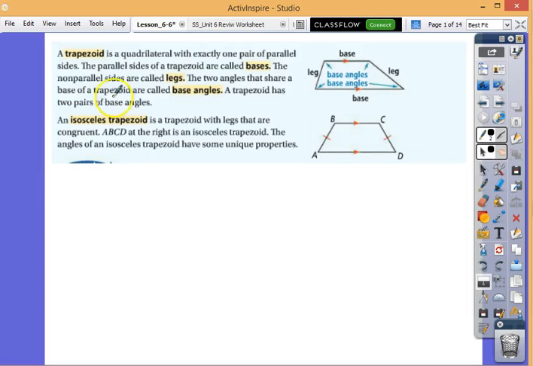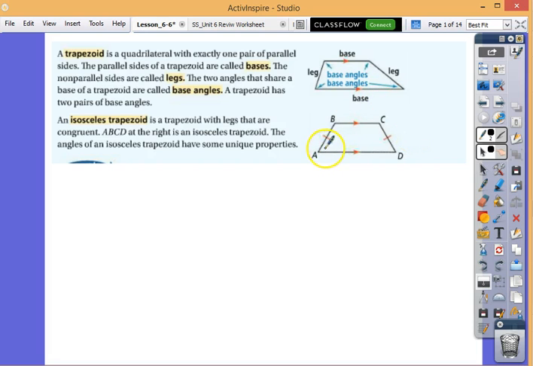All right, quick recap. So we're dealing today with trapezoids. Trapezoids are four-sided figures in which two sides are parallel, but the other two sides are not. The parallel sides are called bases. The non-parallel sides are called legs. An isosceles trapezoid is one in which the legs are congruent.